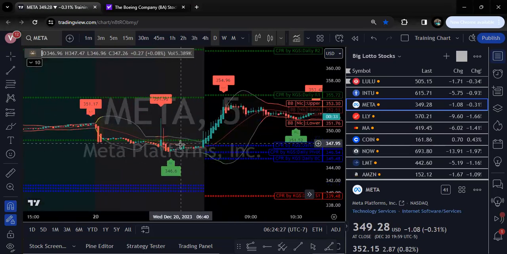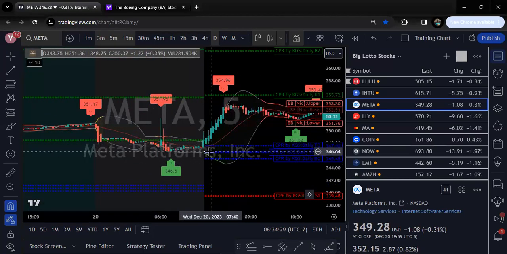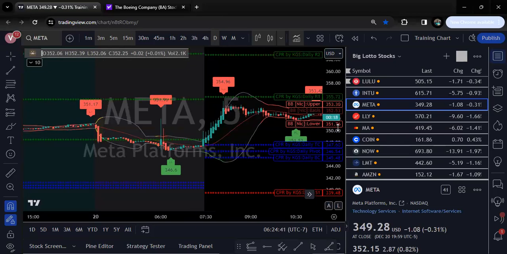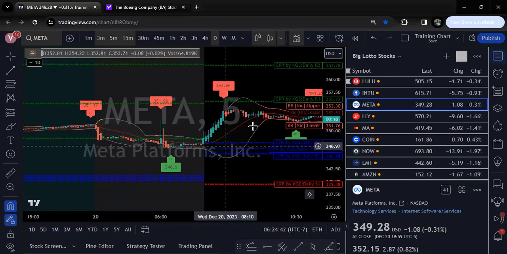And then we didn't have a squeeze here, but you're also looking at the CPR, 347, 346, 345. It's a medium CPR. Look at the range from 347 to 355. If that's a good scalp, take it.